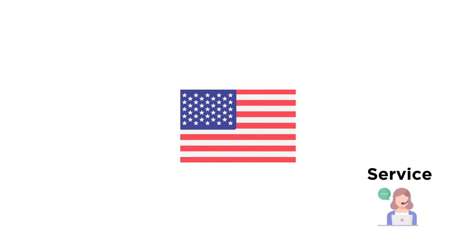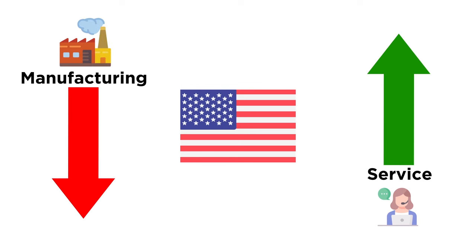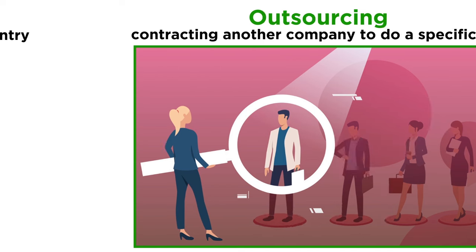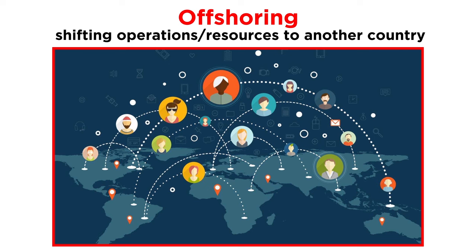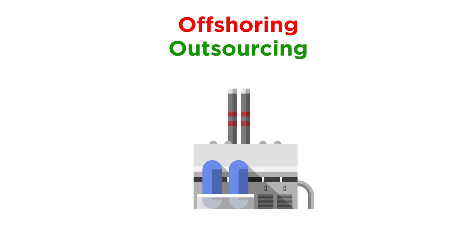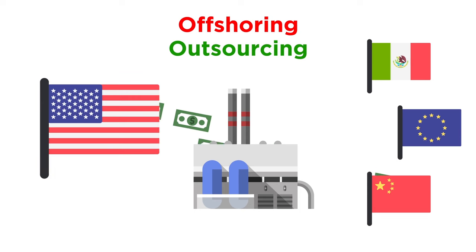While the number of service jobs has increased, the United States has lost millions of manufacturing jobs, mostly due to outsourcing and offshoring. Outsourcing is when a company contracts with another company to do a specific job that would otherwise be done by a company's own workers. Most companies outsource work in at least some way. Offshoring is when a company shifts some of its operations or resources of production to another country. More often than not, companies outsource and offshore in order to save money, as they can pay workers in other countries less than workers in their own country.